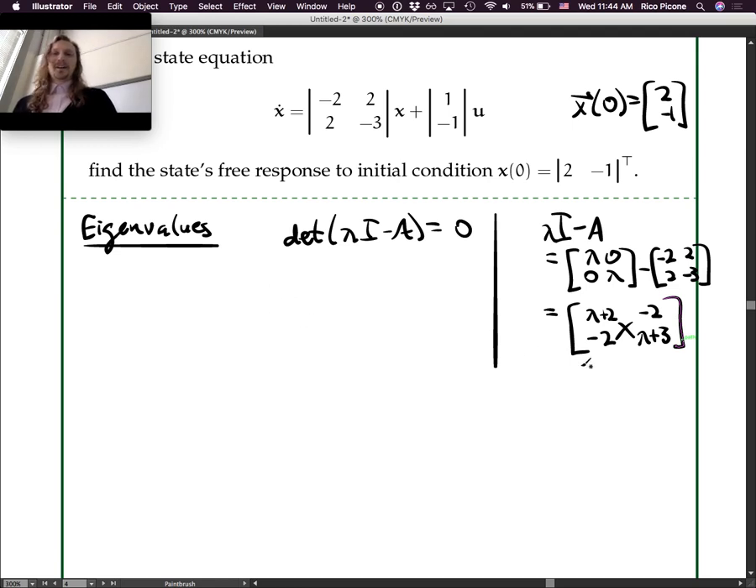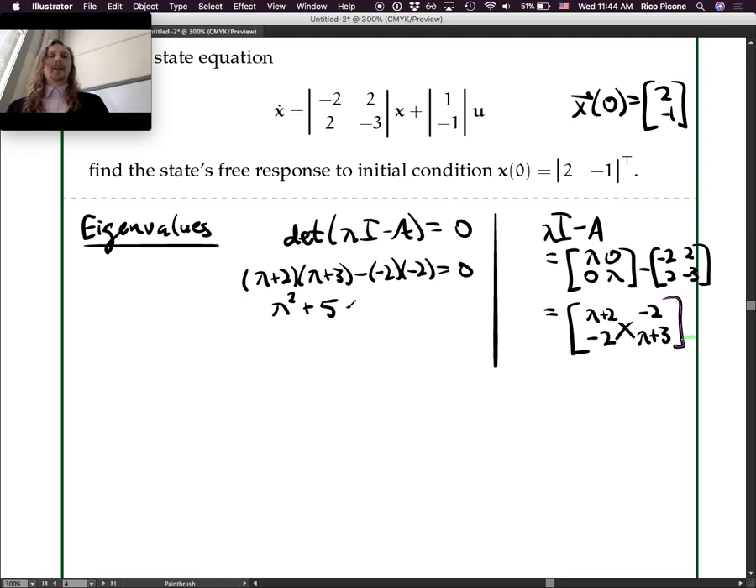What can I say? So, lambda plus 2 times lambda plus 3 minus, so minus negative 2 times negative 2 equals 0. So expanding that out, I get a lambda squared, I get a plus 2 lambda, and I get a 3 lambda, so I get a 5 lambda. I get plus 6 minus 4, which gives me plus 2 equals 0. Okay.